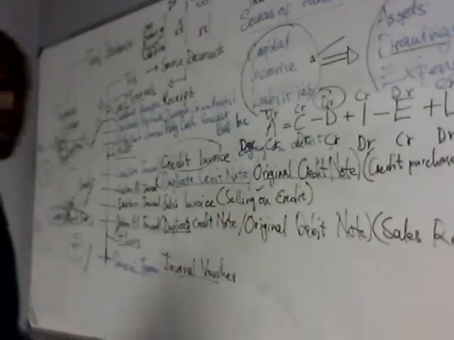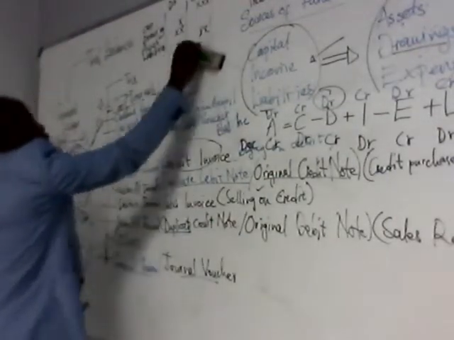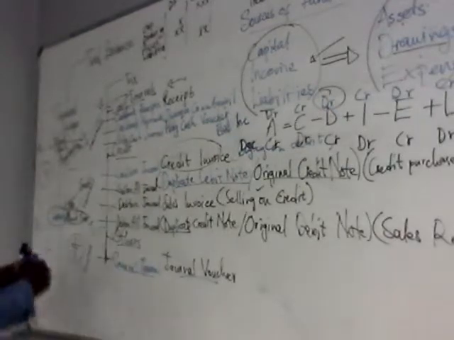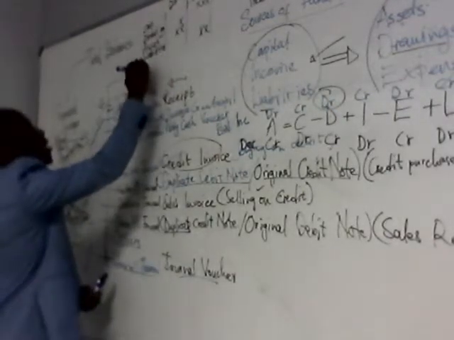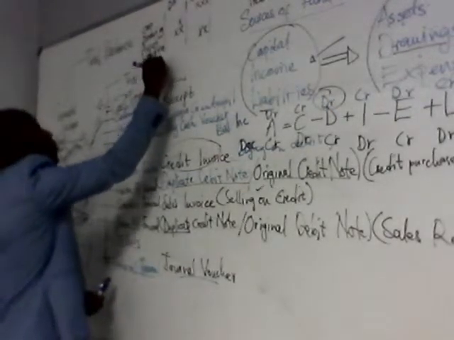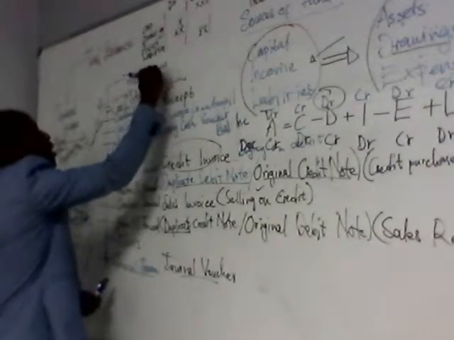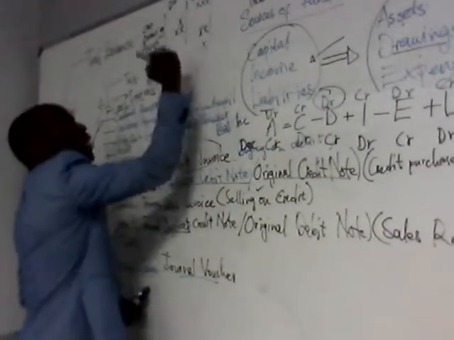The last 2 elements are also on the trial balance: income, and then we've got expenses. Our incomes must be on the credit side.